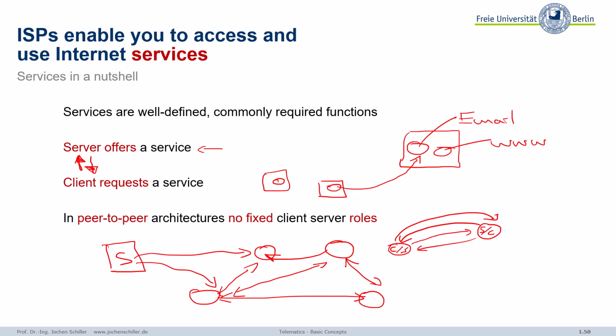So, basic architecture: client-server systems, that's what you typically also program using your socket architectures, etc. But also peer-to-peer, so that means I'm a client, but I also can act as a server. So that's one of the key ideas, as I said, in a nutshell. So ISPs enable you to access these services.